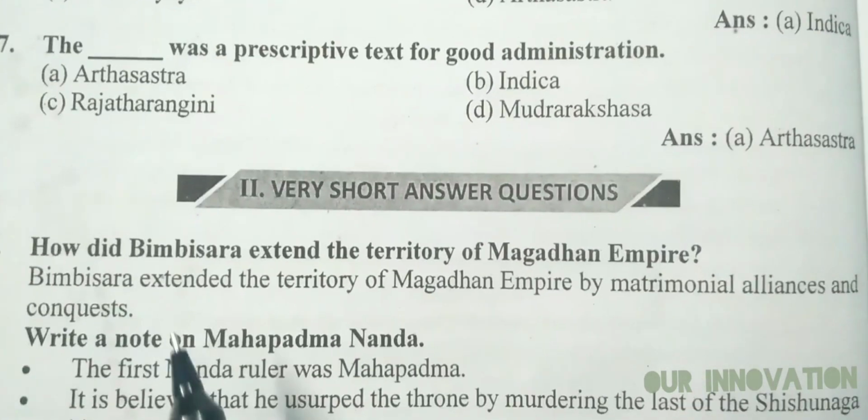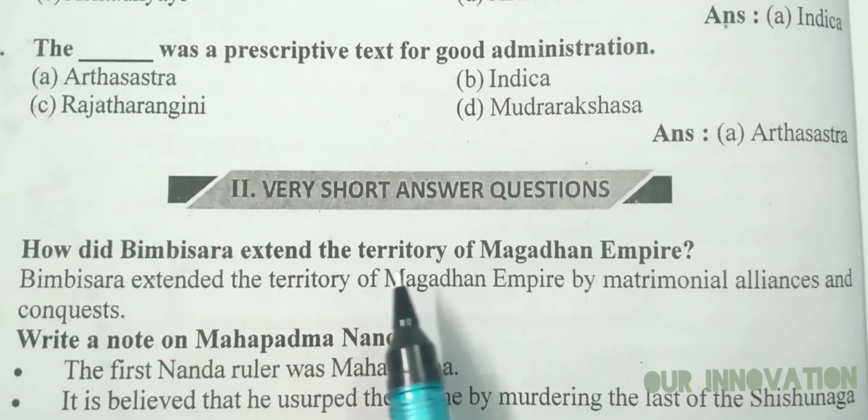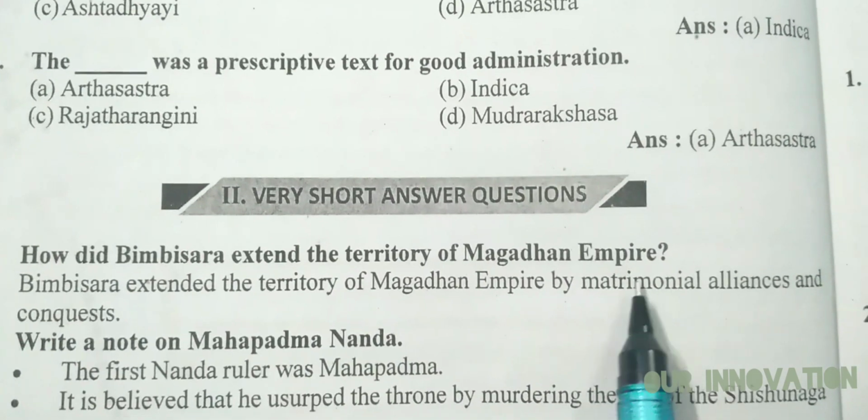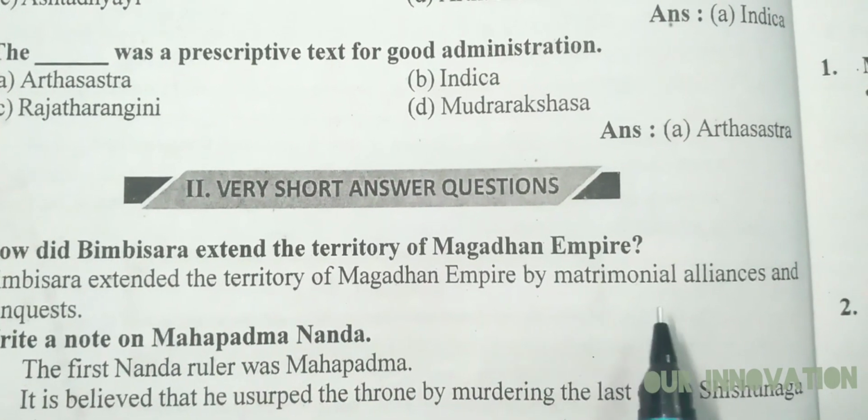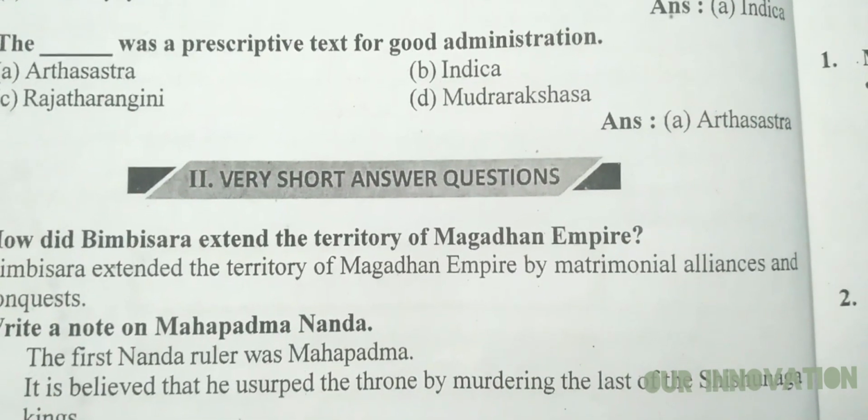Very short answer. How did Bimbisara extend the territory of the Magadhan Empire? Bimbisara extended the territory of the Magadhan Empire by matrimonial alliances and conquest.